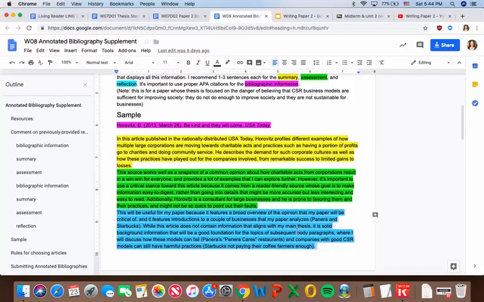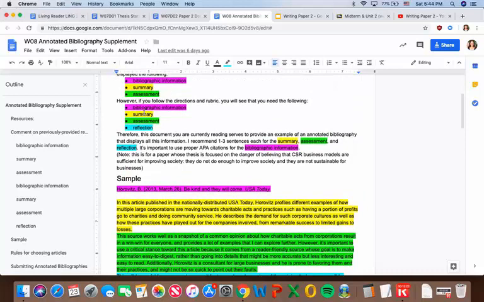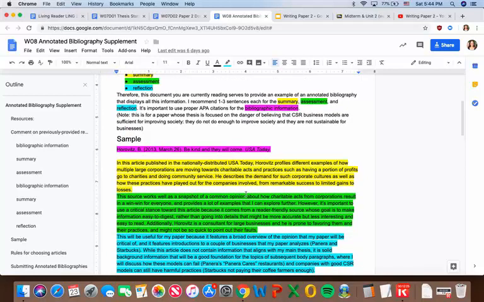But again, it can even be useful for your paper if you're analyzing it critically and thinking about what its weaknesses are, or looking at the other side. That can be an important strategy when you're giving an overview of a topic, as is the goal with this paper. So you've got those 4 parts: the bibliographic information, the summary, the assessment, and the reflection. They're all shown in this example.